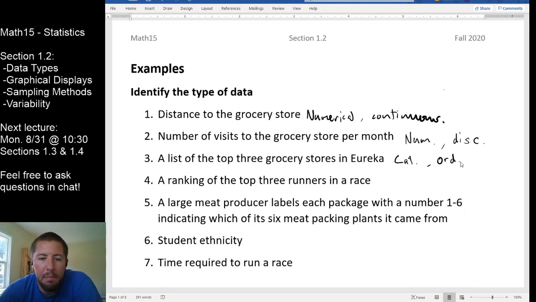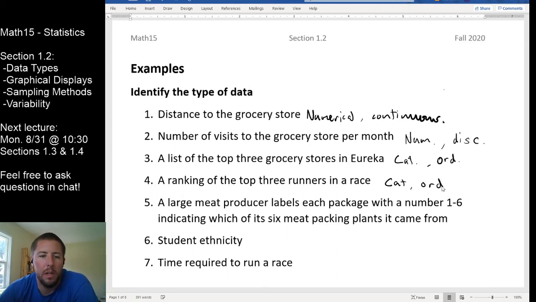A ranking of the top 3 runners in a race. Now I'm starting to bring in some of these special ones. Number 4, number 5, and number 7 are intended to be a little bit less obvious. Let me back up real quick. Since the variables in this case are who came in first, who came in second, and who came in third, this is going to be categorical, because what we're doing is collecting people's names once again. Again, we're ordering these, so this is going to be ordinal again.